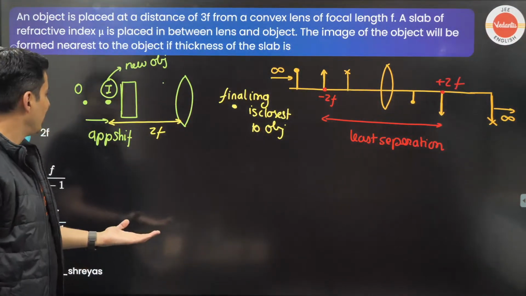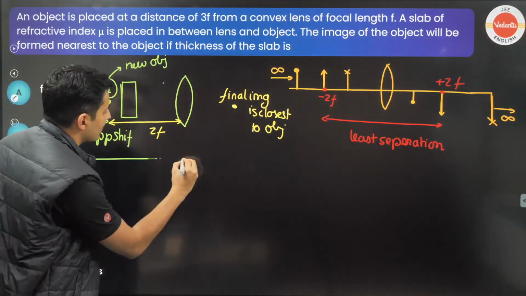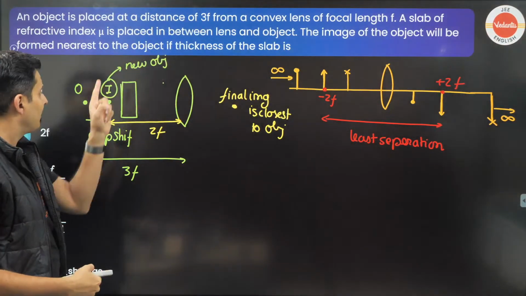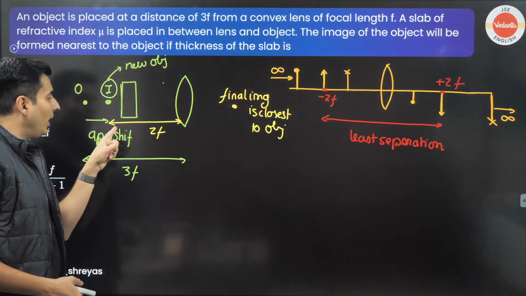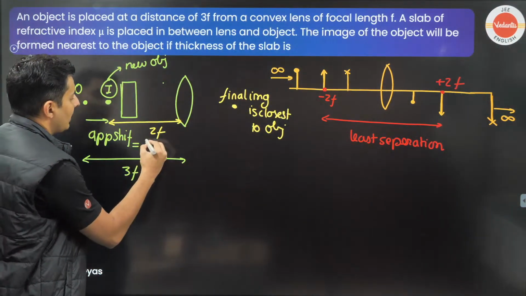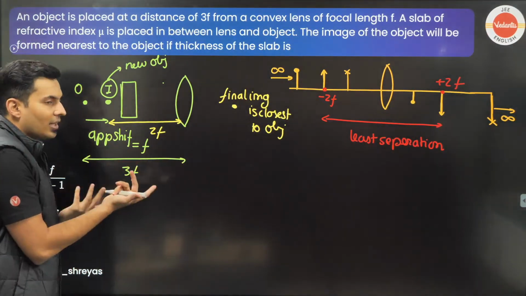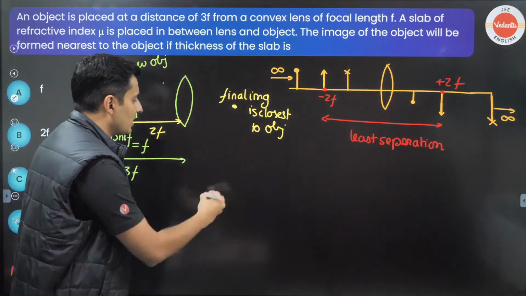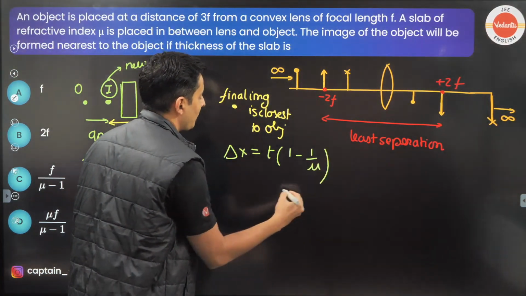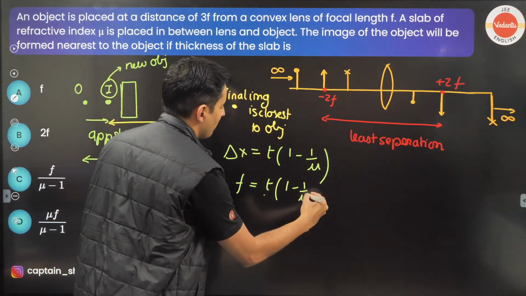So what you're going to do is, the original object was given to be at 3f. If you want to shift it to a point so that it comes to 2f, obviously the apparent shift has to be f. This is 3f, this is 2f. The shift has to be nothing but f. Correct? So use the shift formula. The shift formula is thickness into 1 minus 1 by mu. The shift is f.